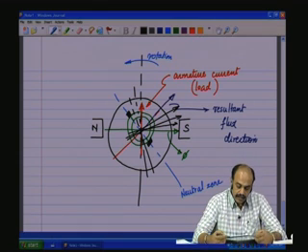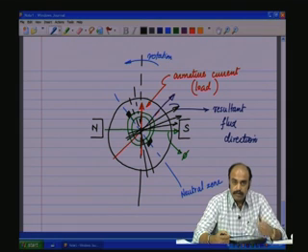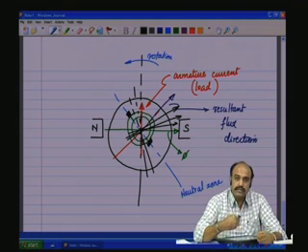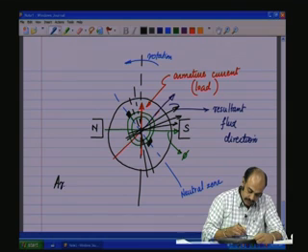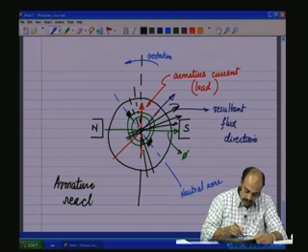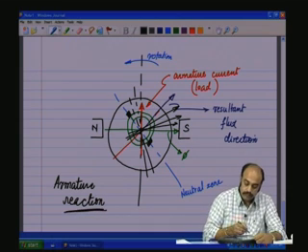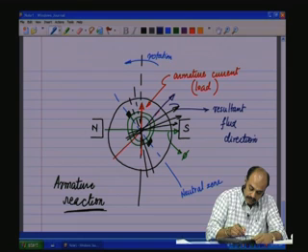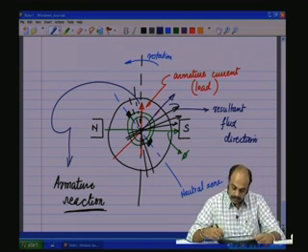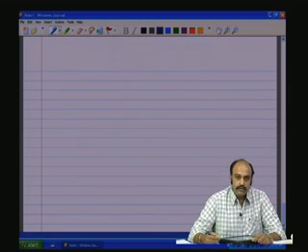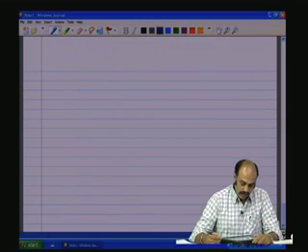So, therefore, this flux which is created due to the load current or the armature current flowing in it is going to cause a problem. And this armature flux which is created due to the armature current flowing in the conductors is called armature reaction, which is basically this flux. So, one could think of a solution.